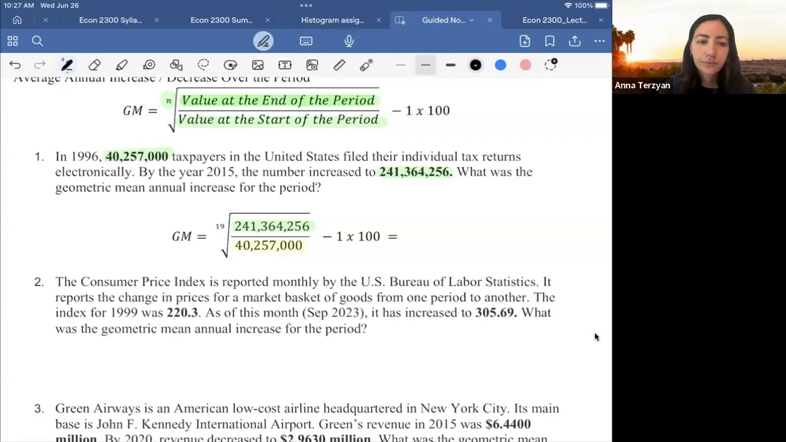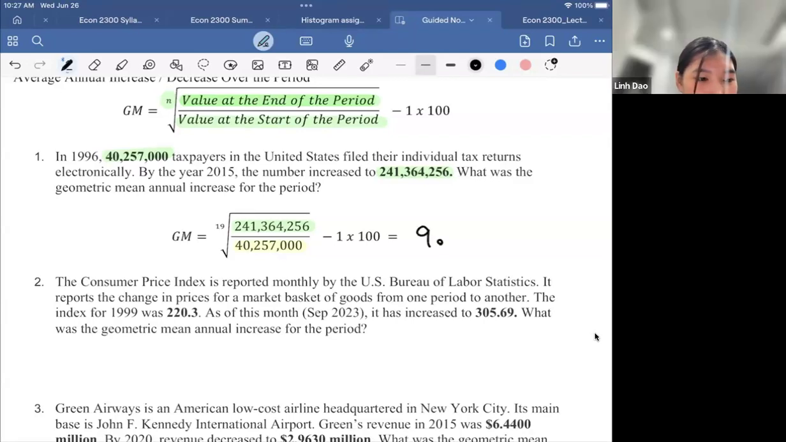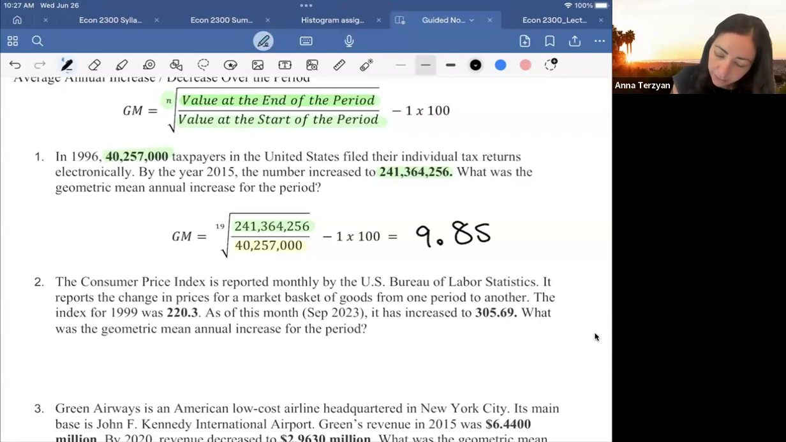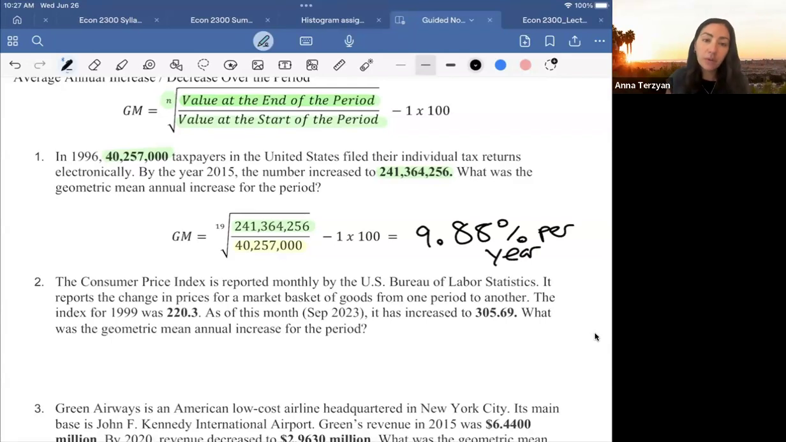What do we get? 9.88%. Yep, 9.88%. Perfect. Per year. And the thing with this is we don't know what the growth rates were. In one year, it could have been 30%, and in another year, it could have been -2%. We don't know, but if we take the full amount and divide it up equally across time, it will be growing at 9.8% per year.